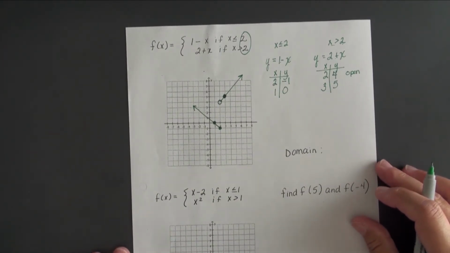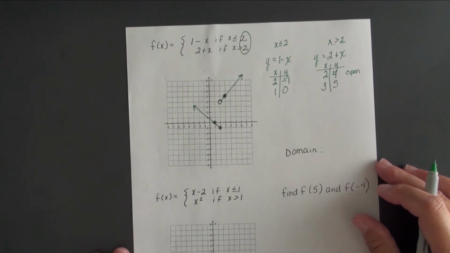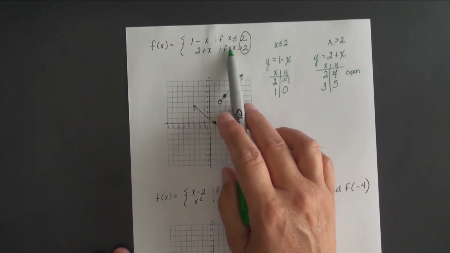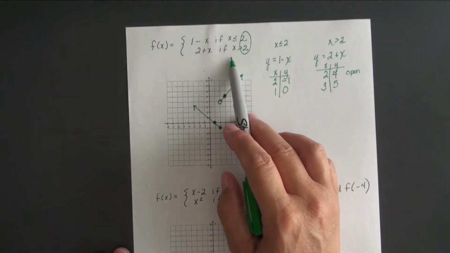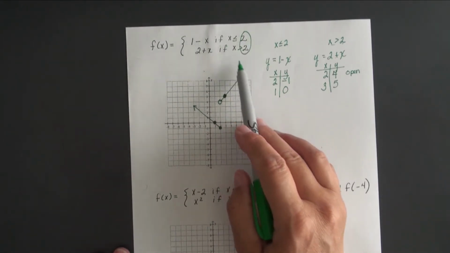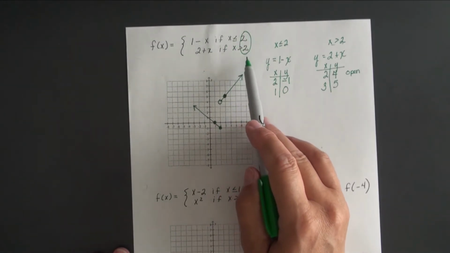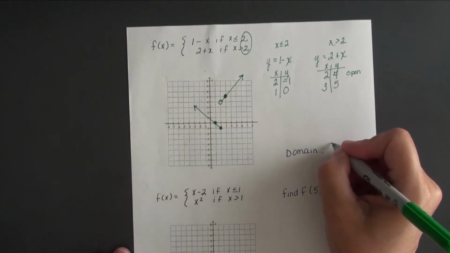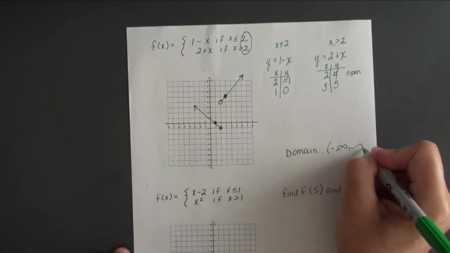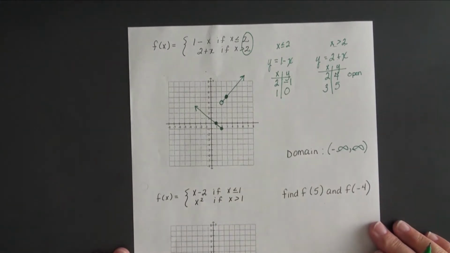Now, what is our domain in this function? If we're talking about all numbers less than or equal to 2 and all numbers greater than 2, there are no x's in there that are eliminated or skipped. So our domain is minus infinity to infinity.